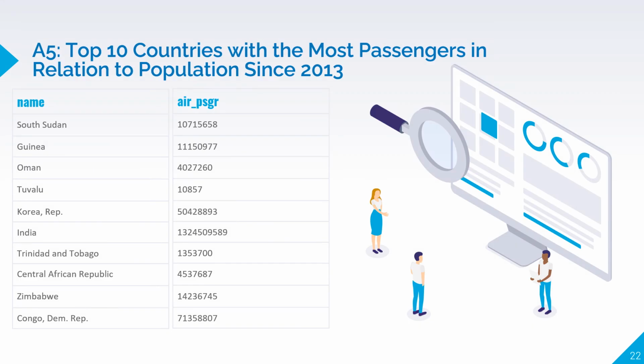For A5, we looked at the top 10 countries with the most passengers in relation to population since 2013. At the top of the list is South Sudan with AirPSGR numbers of over 1 million. And as we look down towards the bottom of the column, Congo has the least amount, ranking 10th in terms of having the most air passengers in 2013. It looks like for South Sudan, the economy recovered really well for them, whilst the Congo is still catching up in development.